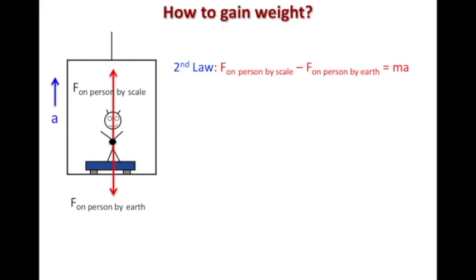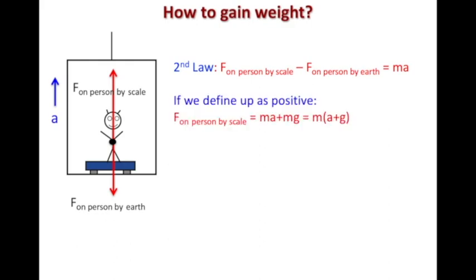Same steps. The second law tells us our net force in the y direction: the force on the person by the scale, which is up, minus the force on the person by the Earth, which is down, equals ma. Now a is positive, right, because we are accelerating upward. And so we can do the same thing. The force on the person by the Earth is always mg. That's just gravity. And so we move it to the other side, and we find that now the force on the person by the scale is bigger than mg. It's mg plus ma.